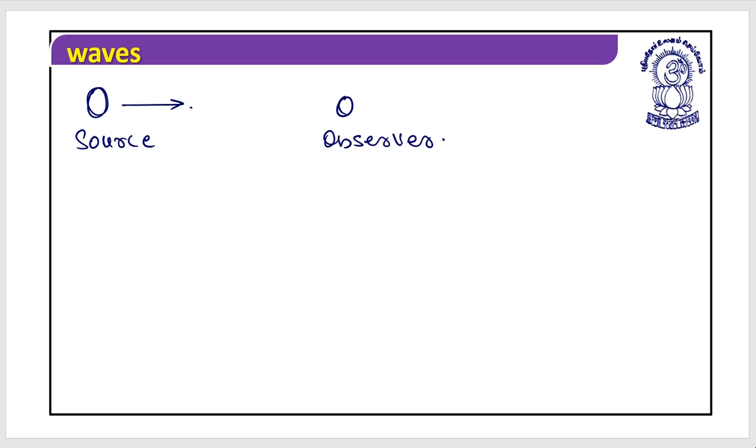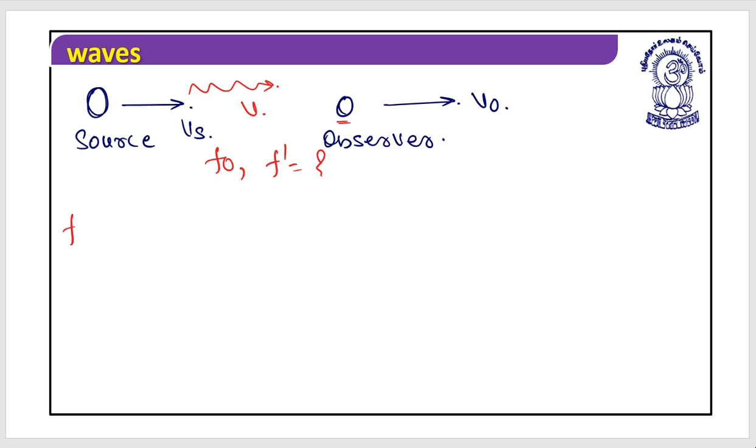Let's say the source is moving in this direction with a speed of vs. The observer is moving in this direction with a speed of v naught, and obviously the sound wave will be moving in this direction, only then are you able to receive it. I hope this is clear. So how will we do this? If the original frequency is f naught, find out the f dash. This is the question.